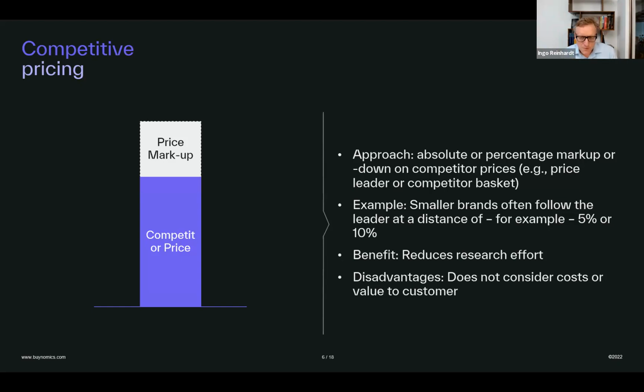So these things can happen with pure competitive pricing, but again, it's a very simple method that has the disadvantage of typically ignoring costs and also ignoring value to the customer.